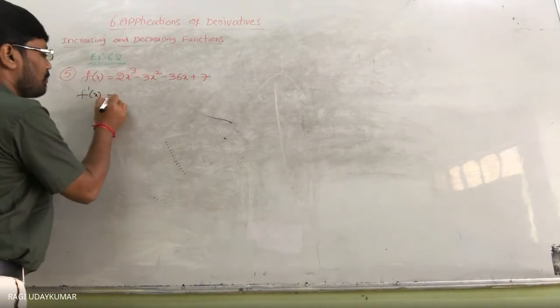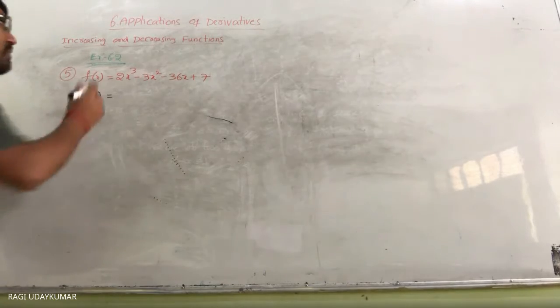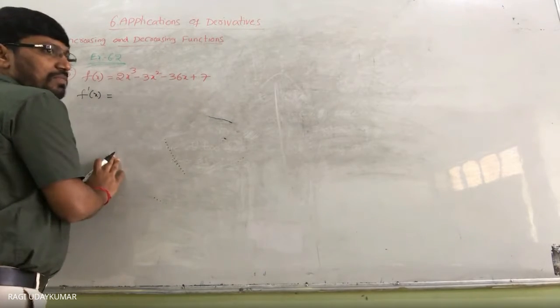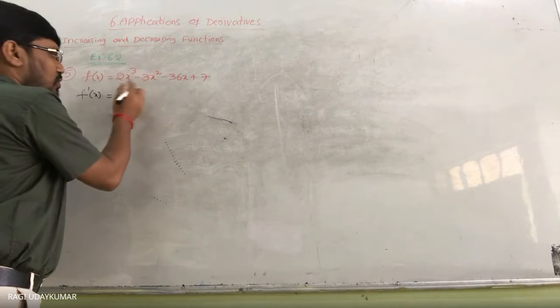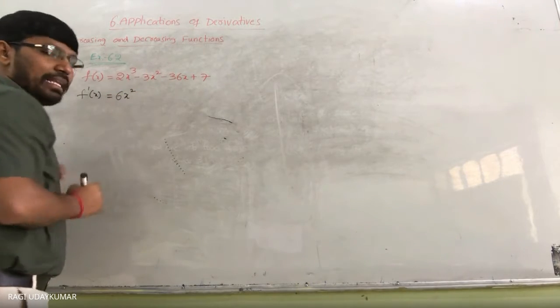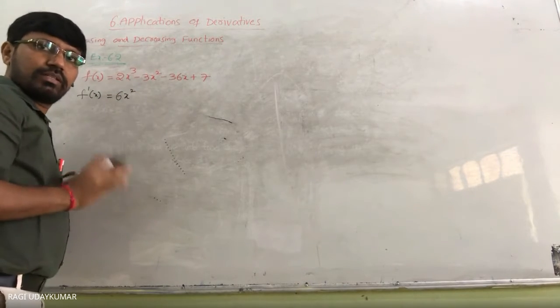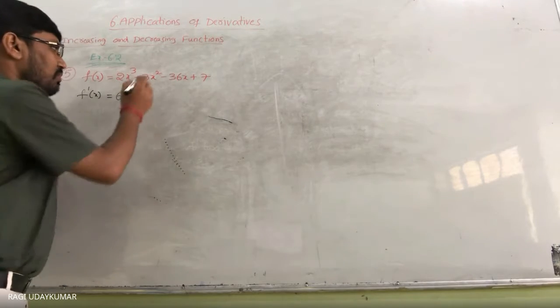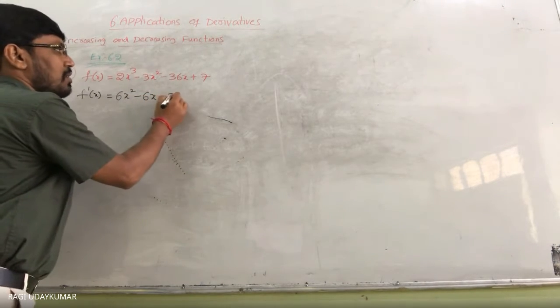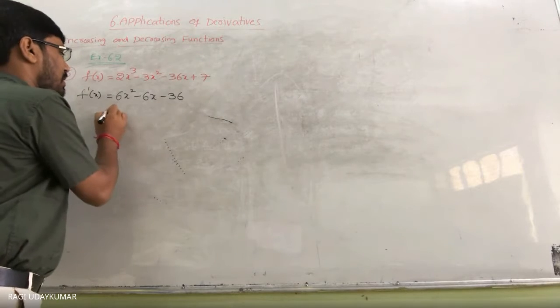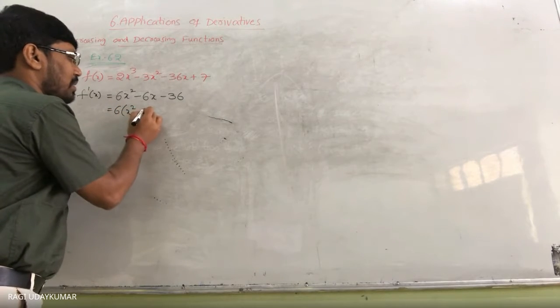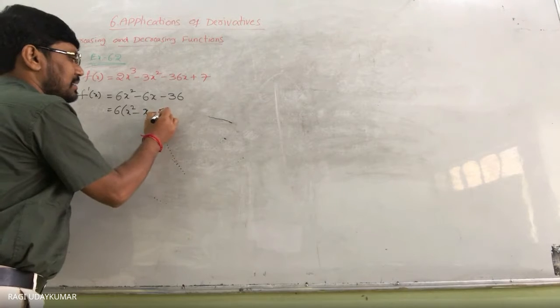So find f dash of x. f dash of x is equal to the derivative of this function: 2 into 3x square, so I am writing 6x square, minus 6x minus 36 plus 0. You take the 6 common here: x square minus x minus 6.